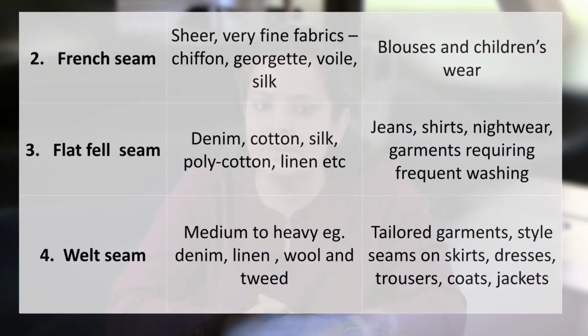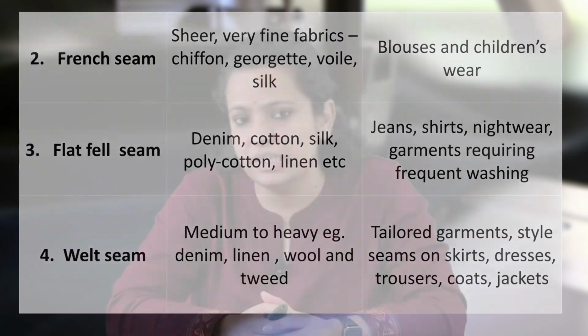Then the next type of seam we use is the flat fell seam. Flat fell seam we generally use for the fabric which has to take a lot of wear, or which is used very much, like the denim, cotton, silk, polycotton, or the linen. So when you see your jeans, there we have the flat fell seam. So the jeans, shirt, nightwear garment, which require frequent washing, we use the flat fell seam.